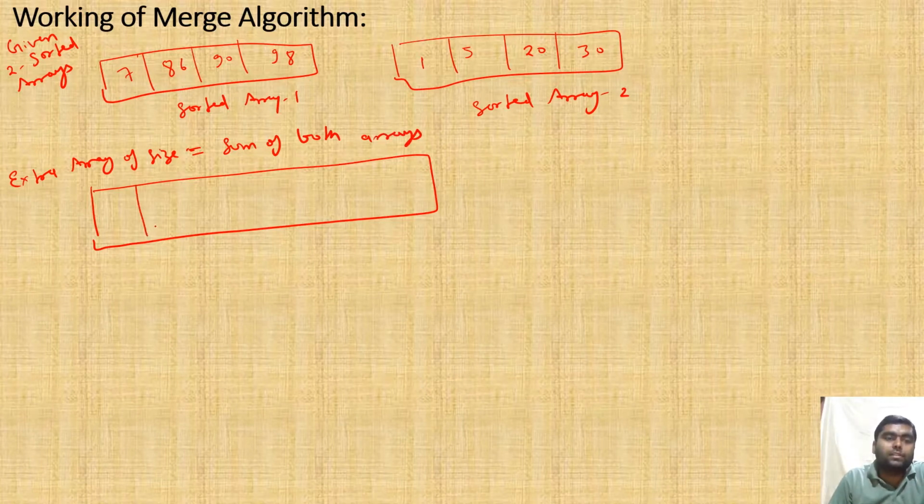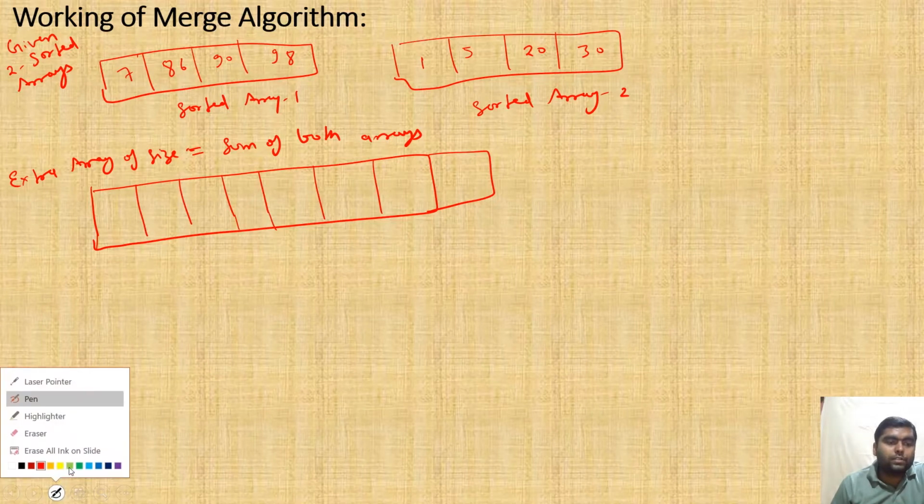So what will be the size of the resultant? 8. So 1 2 3 4, and after that 5 6 7, and let us see this 8. Now what will happen? Observe very carefully how the merge procedure is going to work.